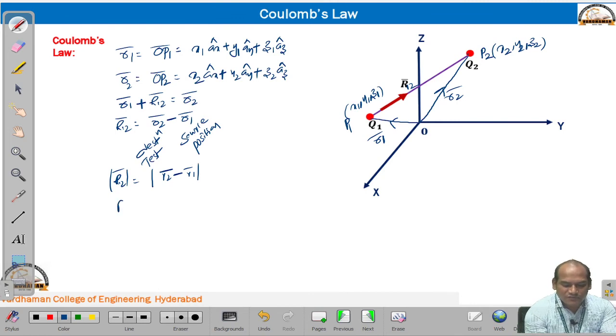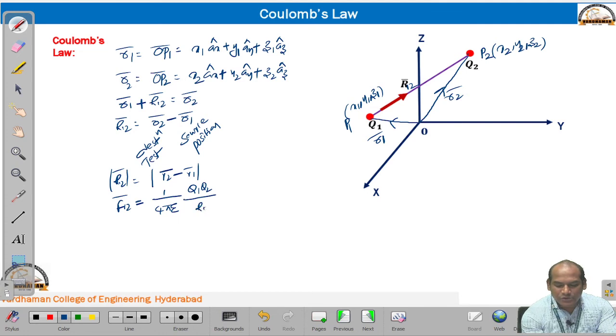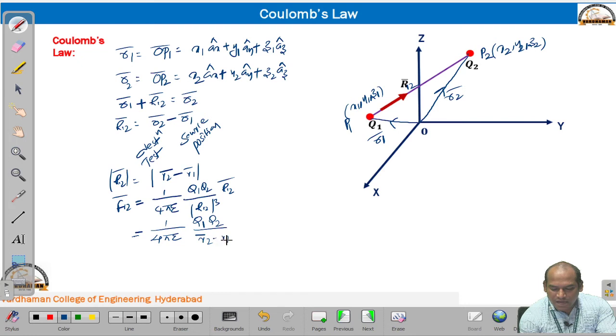So, what is our previous force equation we have given? F12 bar is equal to 1 by 4 pi epsilon into Q1 Q2 by magnitude of R12 cube into R12 bar. So, in place of R12 bar, using the position vectors, now we can rewrite this particular force equation like 1 by 4 pi epsilon into Q1 Q2 by the magnitude of R2 bar minus R1 bar whole power 3 into R2 bar minus R1 bar. So, like this also we can write the Coulomb's law force equation.